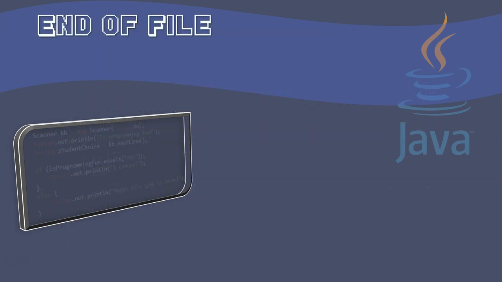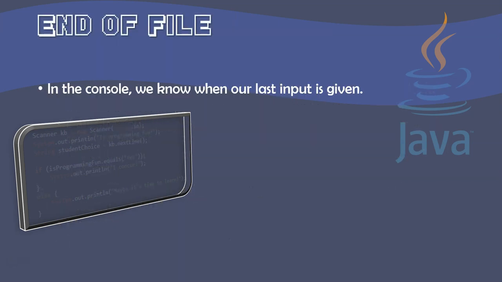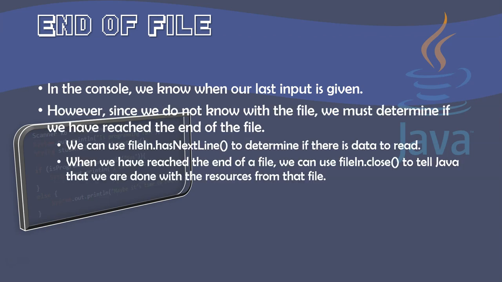Now, we do need to talk about what happens when we reach the end of a file. In the console, when we're typing in ourselves, we know exactly when our last input was given. However, with a file, we may not know where our position is within that file. We may say, oh, there's only like 10 characters in here, no big deal. Well, what if you had thousands or hundreds of thousands of characters that you have to process?